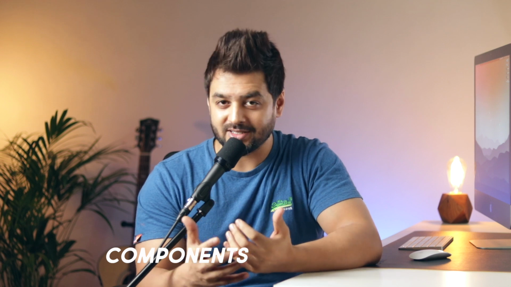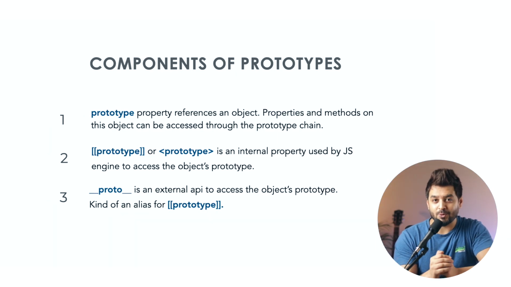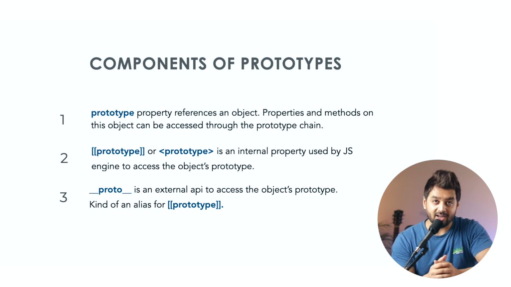So just like any other system, even your prototype system has some key components, and these key components also follow some rules. So the first one is the prototype property. This prototype property is basically an object, or it points to an object.